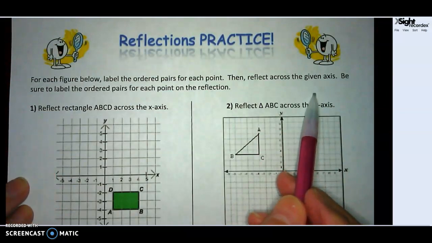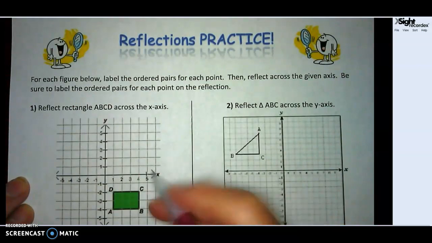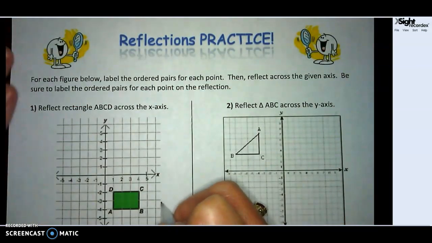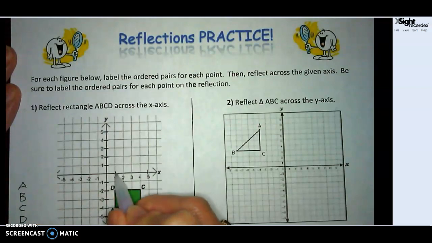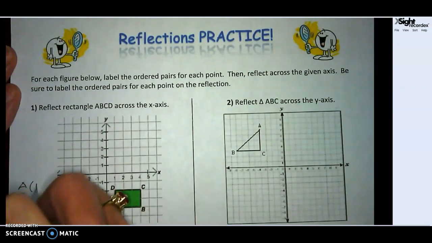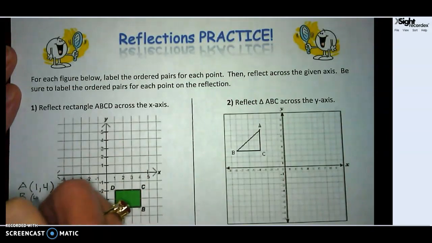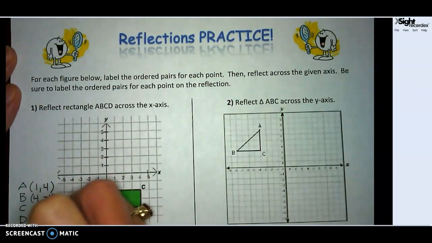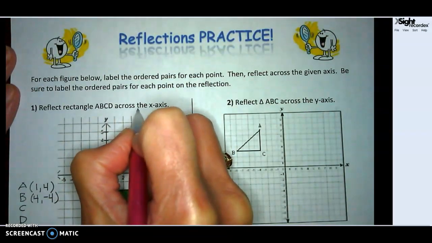Be sure to label the ordered pairs for each point on the reflection. So basically what it's saying to you is what are the points for B? So over here on the side you can do A, B, C, D. And for point A you would write 1, -4. Okay, B, 4, -4. And so on. And notice that you want to pay attention on this page that you're reflecting across which axis.